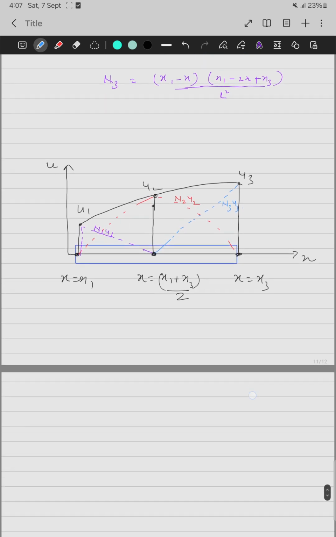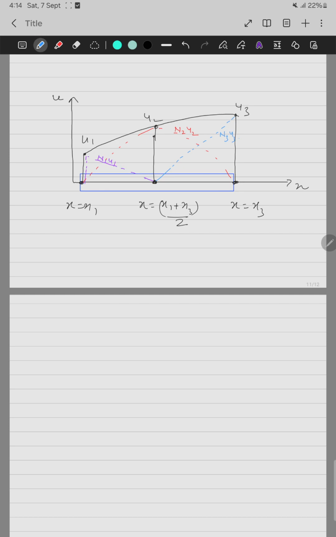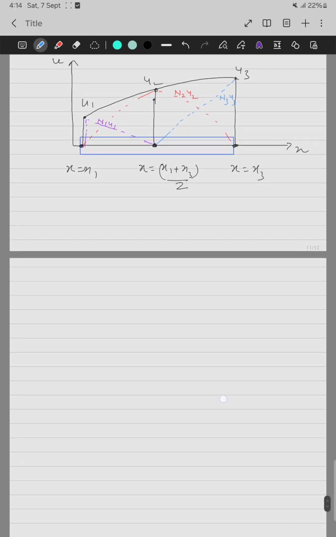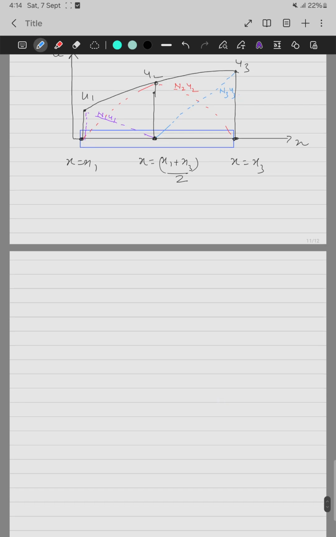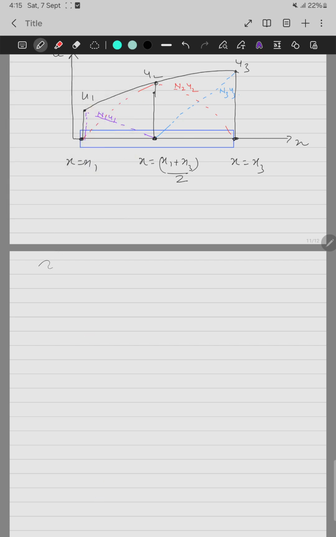And next we'll move to the stiffness matrix for this particular case, and this case is the stiffness matrix for quadratic bar elements. Okay, so up to this it is clear, right? Now we'll see the stiffness matrix for this case.